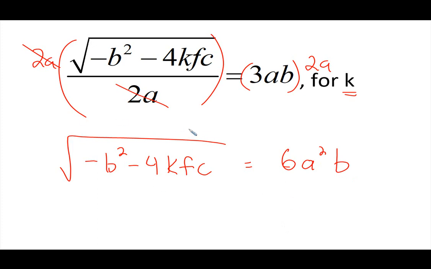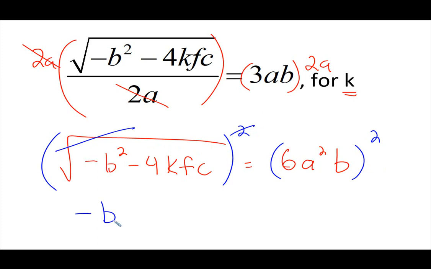Now that the square root is by itself, you want to square it. Typically, I think it's a good idea to get the square root by itself first, and then you square both sides. So I square both sides now. The square root and this exponent cancel each other. We're left over with negative b squared minus 4kfc is equal to 36 a to the 4th b squared.